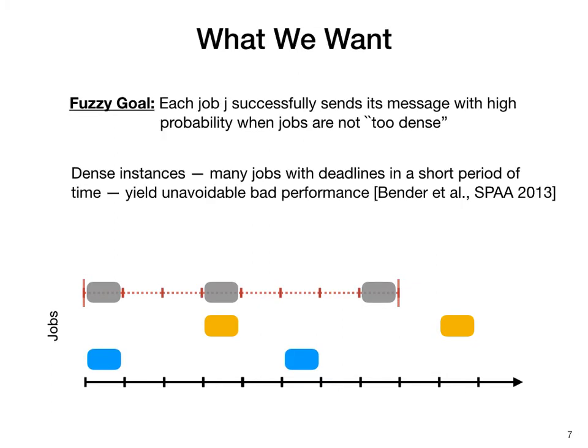Given this problem of contention resolution with deadlines, something that seems worth aiming for is to have each job succeed in sending its data message with high probability. Prior work by Bender and co-authors has shown that for online job scheduling, dense instances, where many jobs arrive with deadlines that are concentrated over a short period of time, can lead to high resource costs in finding a solution. This motivates us to consider, like them, instances that are not too dense.